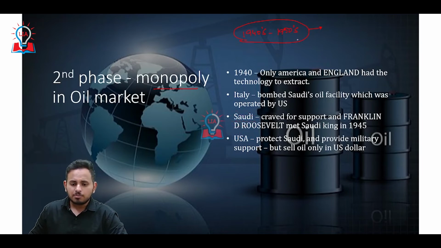This was the same time, 1945, the Second World War. Italy bombed the Saudi oil facility, and Saudi Arabia requested the US for support. In return, when the USA started supplying military aid and also dollars to Saudi Arabia, the USA asked for a provision where Saudi Arabia would sell all its oil in dollars.